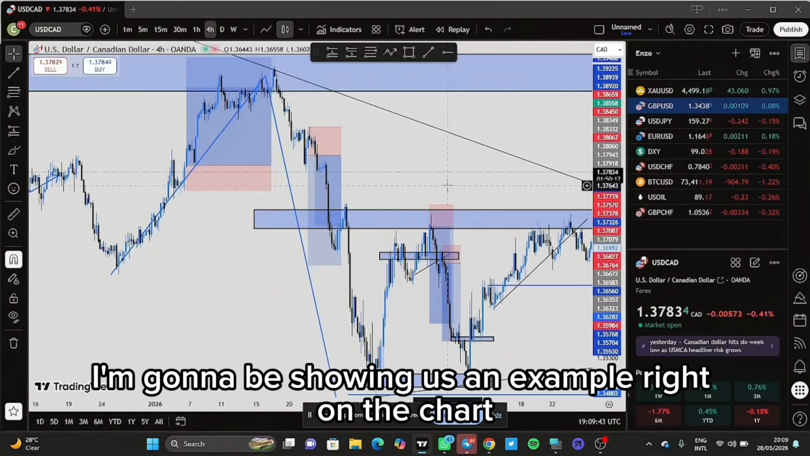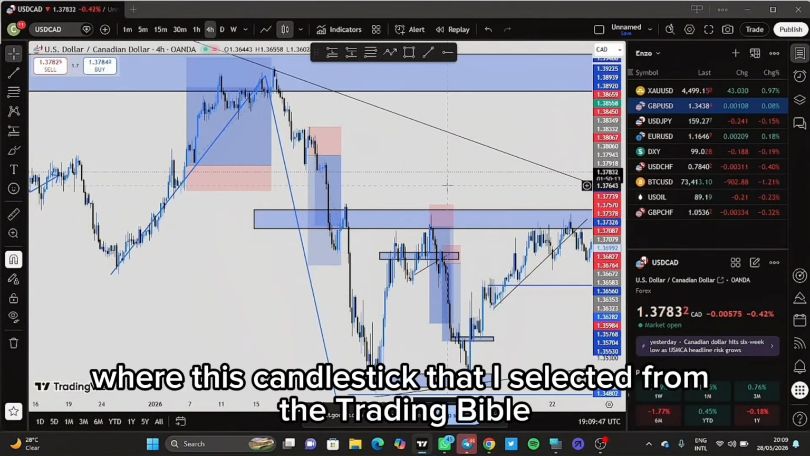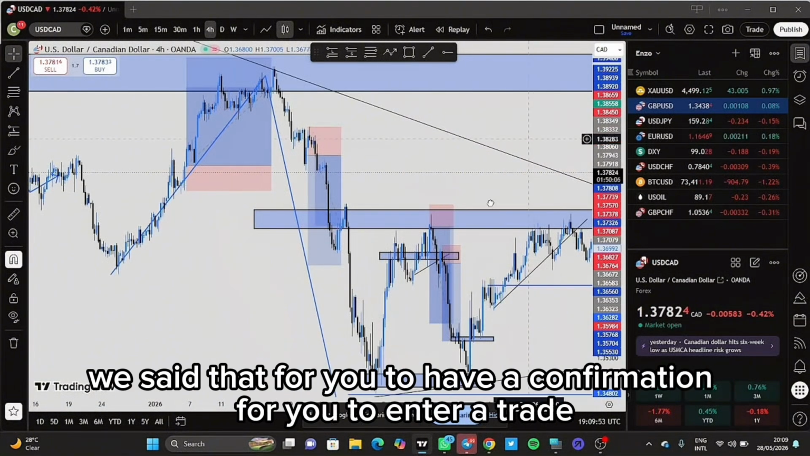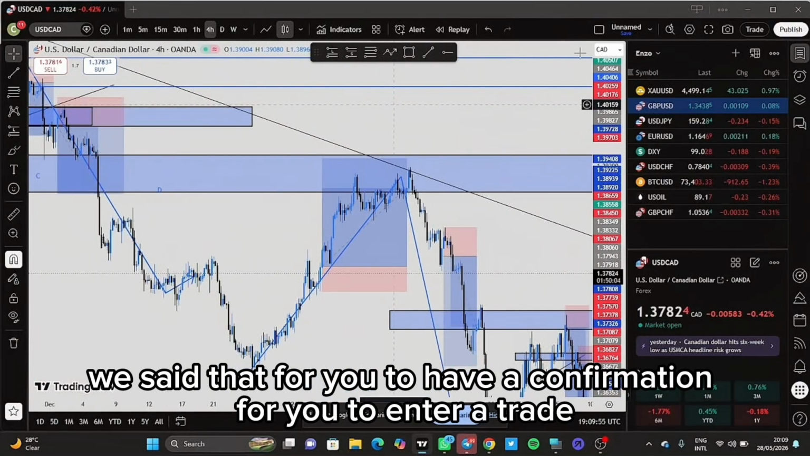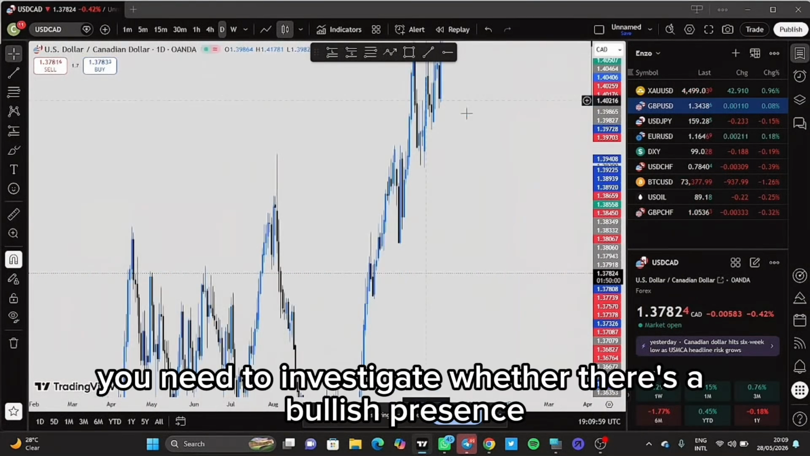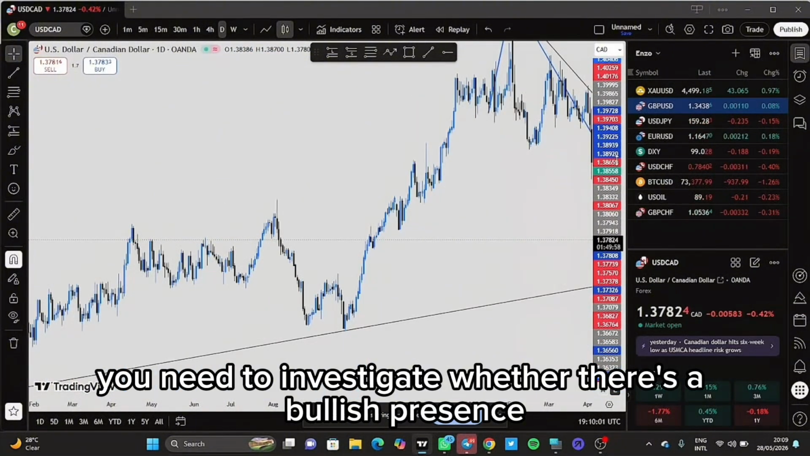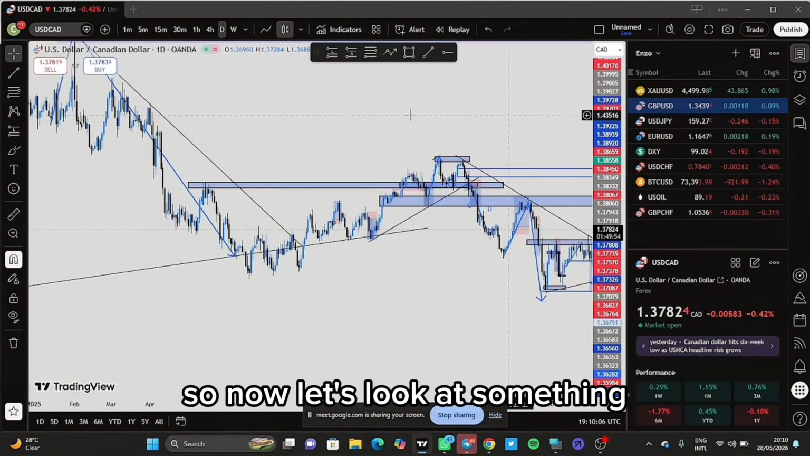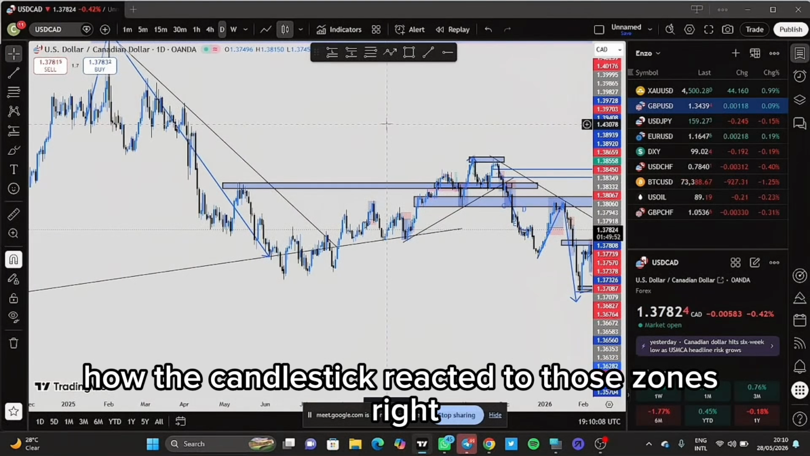Now, I'm going to show an example on the chart of how the candlesticks I selected from the Trading Bible actually work. Remember, we said that for you to have a confirmation to enter a trade, at a key area, you need to investigate whether there's a bullish presence or a bearish presence. So now let's look at how the candlestick reacted to those zones.